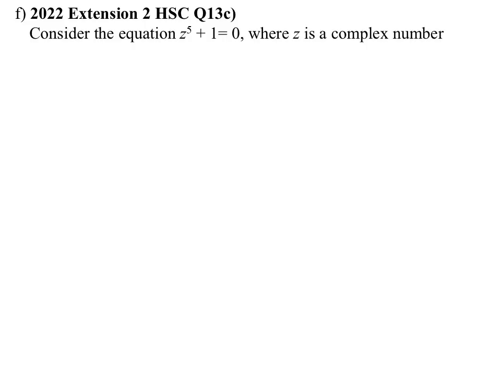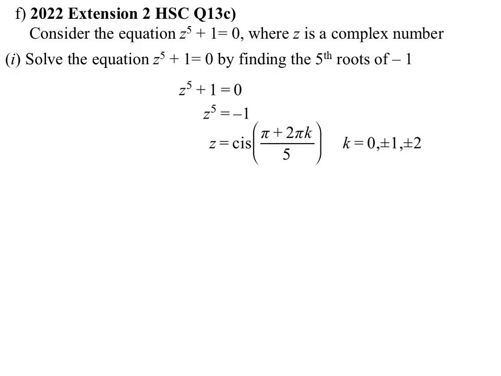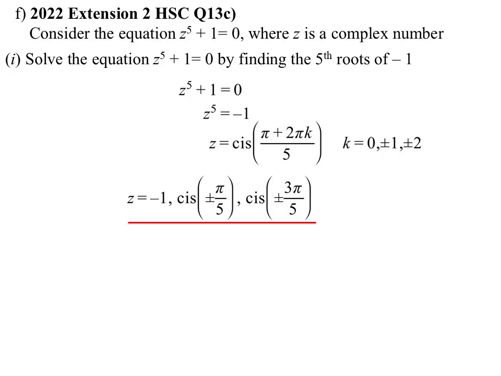Z is a complex number. Solve the equation, and I'm giving you a really big hint here, by finding the 5 roots of negative 1. That's how you do it. Now it'll be pi plus 2 pi k on 5, and 5 consecutive numbers. I'm drawing out the conjugates by going plus or minus 1, plus or minus 2 there. There are my 5 solutions.